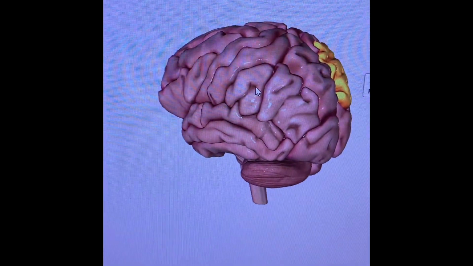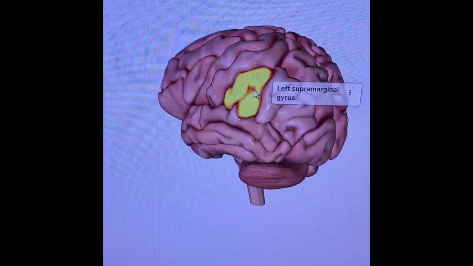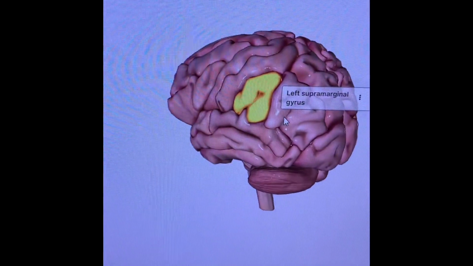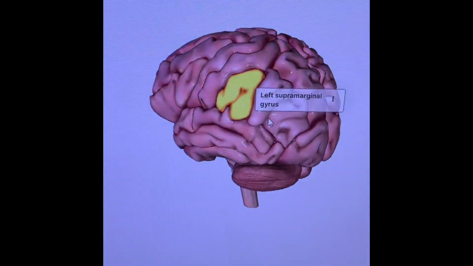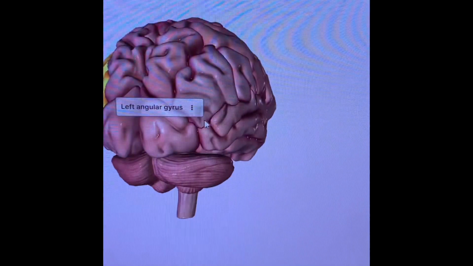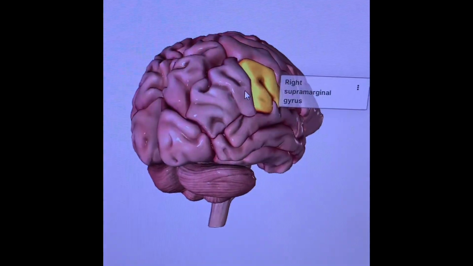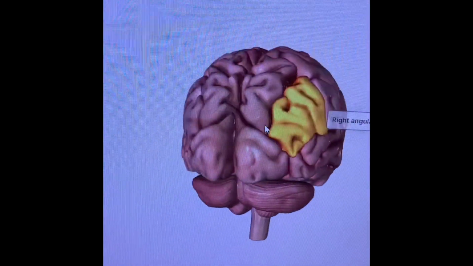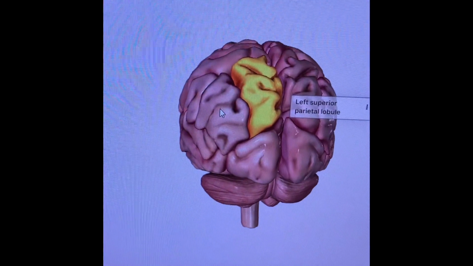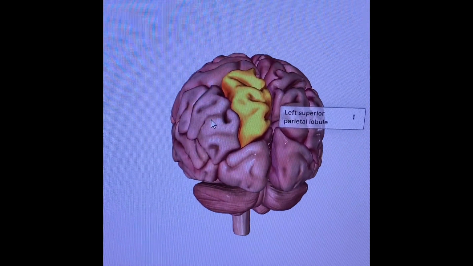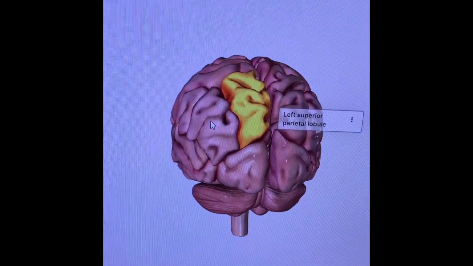And then we have the supramarginal gyrus and the angular gyrus. You have a right side and a left side as well. These are all the parietal lobes that process touch, pain, and temperature information.